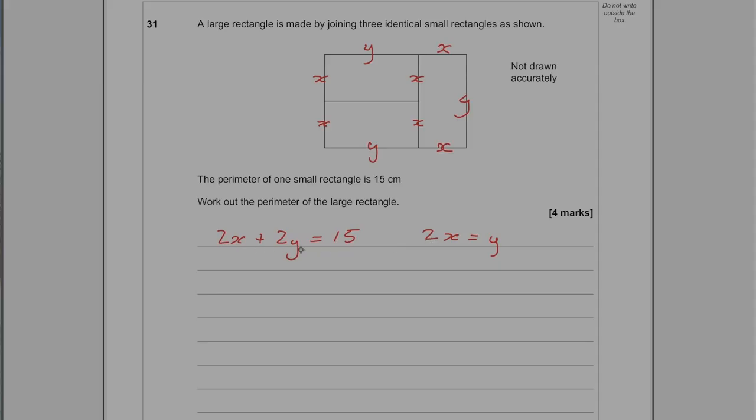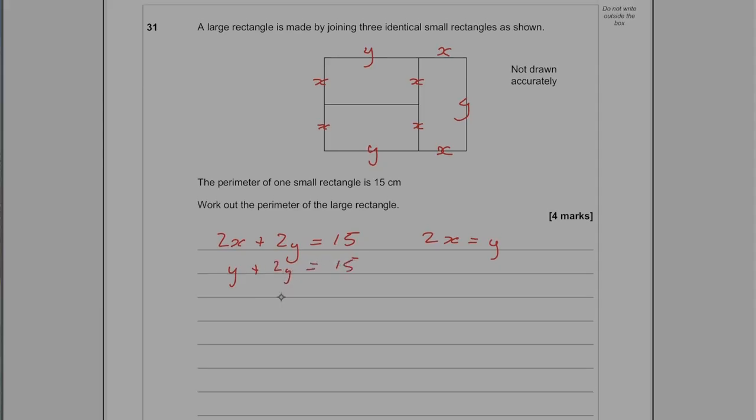So in that case, we can say that y plus 3y plus 2y is equal to 15, so y must be equal to 5. And then x is half of that, 2.5, so x is equal to 2.5.